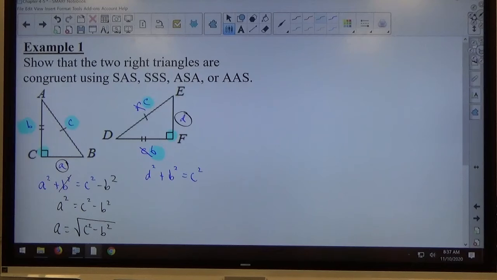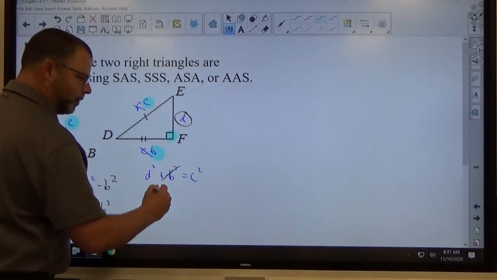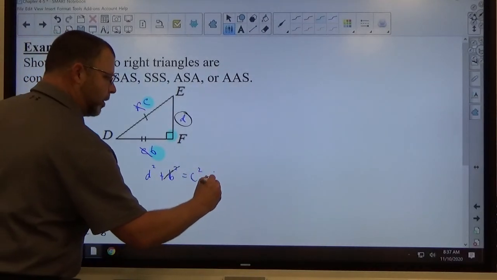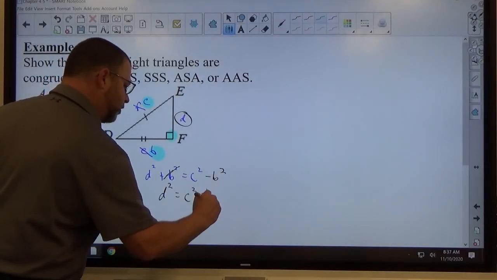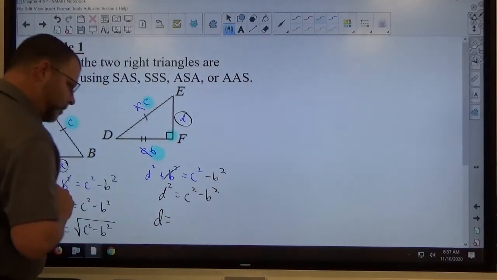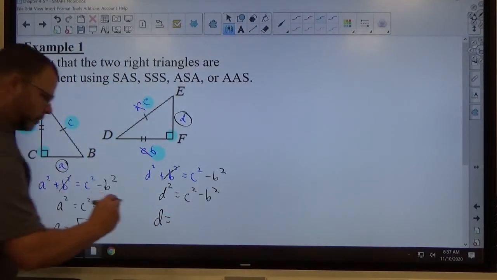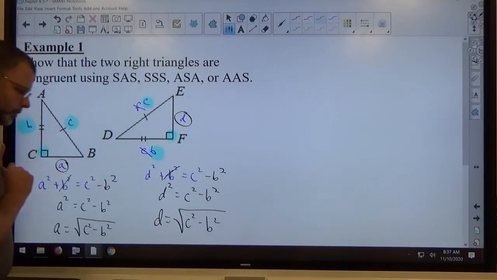If I do the same work over there and get that to say D equals, what's going to happen to B squared? Or chop it off, it becomes what? Negative. Negative B squared on that side. So D squared equals C squared minus B squared. And if D squared equals that, what does D equal? Yeah, square root of C squared minus B squared, right?